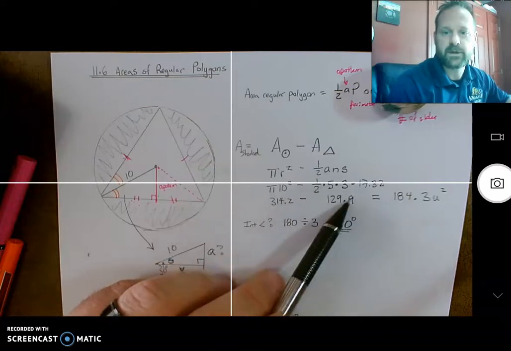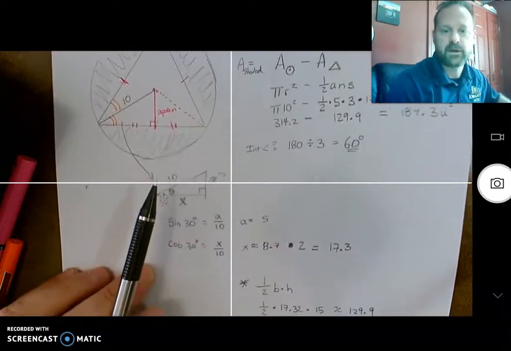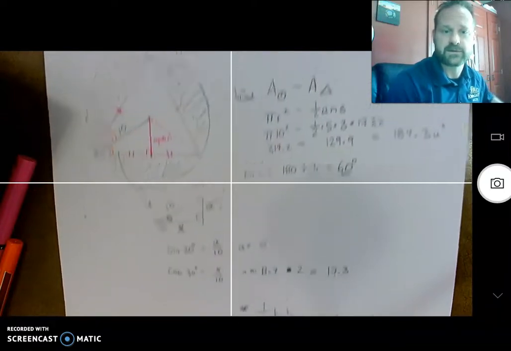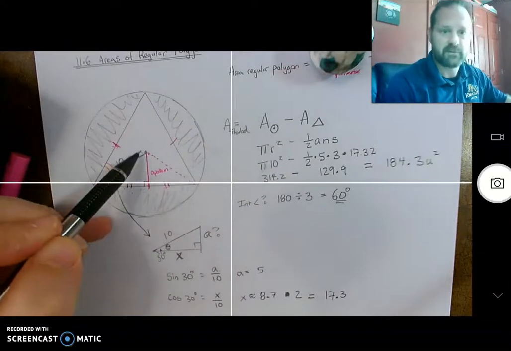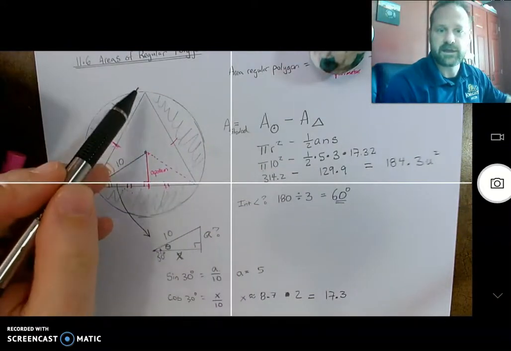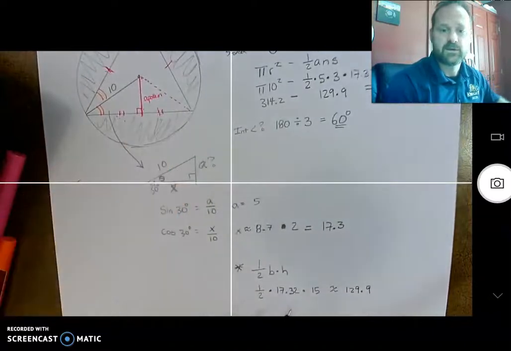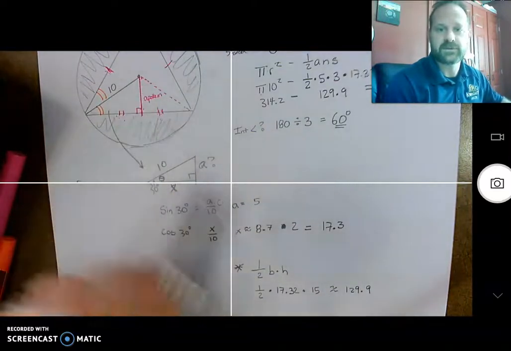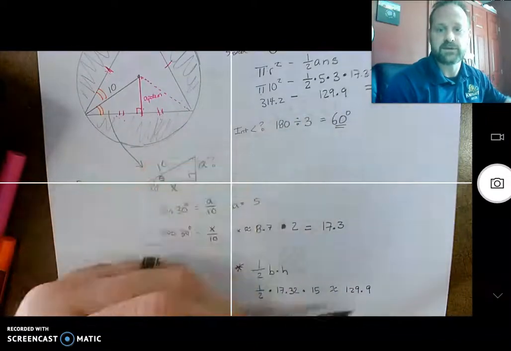Something to note here, I want to bring a sidebar down here. Typically we like to use 1/2 base times height for a triangle. I want to just show that 1/2 A and S works the same way. So 1/2 times the side length, 17.32. The height of this triangle would be 5 plus the 10 here, which is 15. So this times this times this gives me 129. So don't use this one here if you're doing the apothem and stuff, but I'm just showing you that the areas will come out the same.